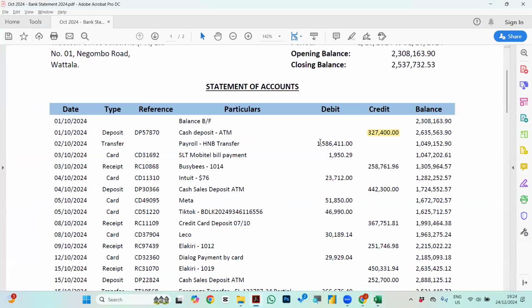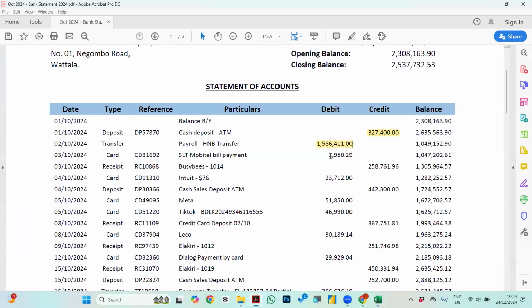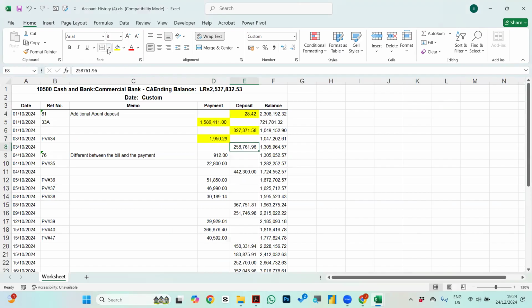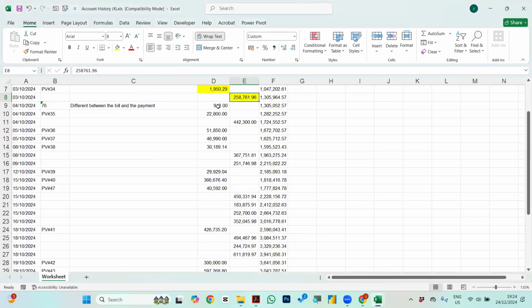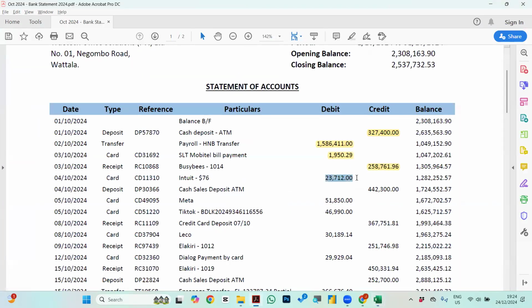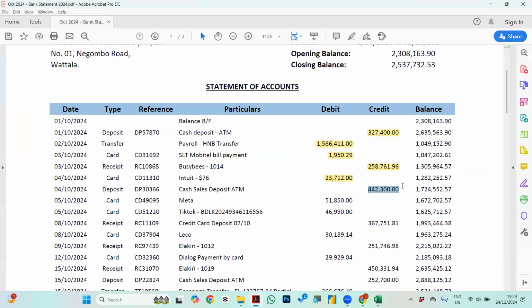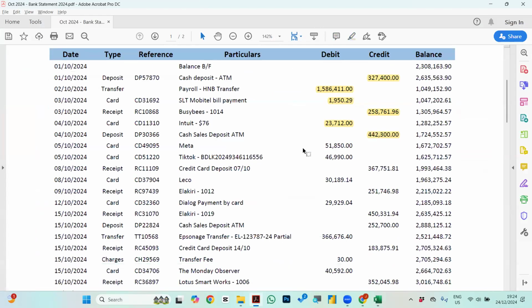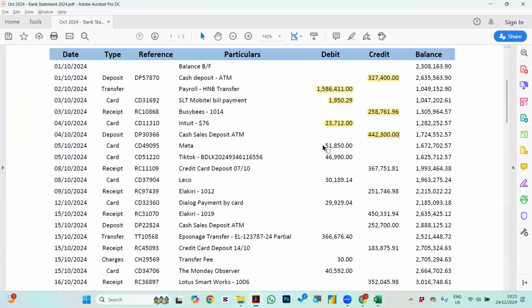So the next one, 1,586,411, that's the payment. That's also there. I remember that. 1950.29, it's also there. Just remember it. 258761, correct. We received it. So 23,712. This should be correct. We have recorded it correctly. 442,300. Exactly correct.